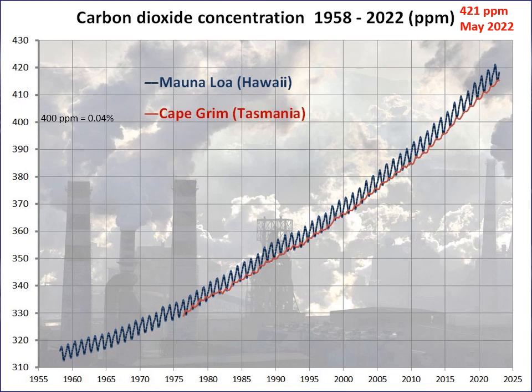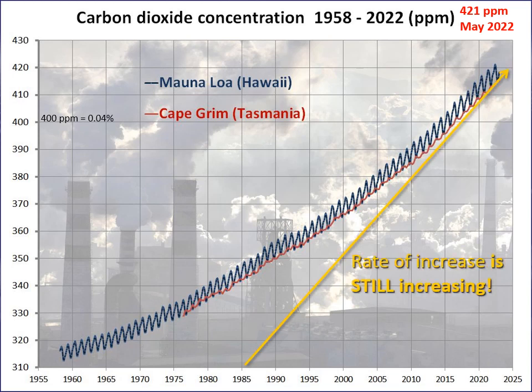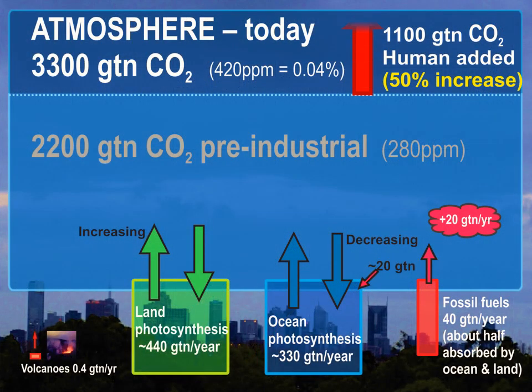But of course, the main source of the greenhouse effect, carbon dioxide, has been increasing ever since industrialisation. It started about 280 parts per million many years ago, but we've exceeded 420 parts just recently. And the bad news, the rate of increase is still increasing. The current CO2 in the atmosphere has increased by 50% since we started pouring it into the atmosphere.